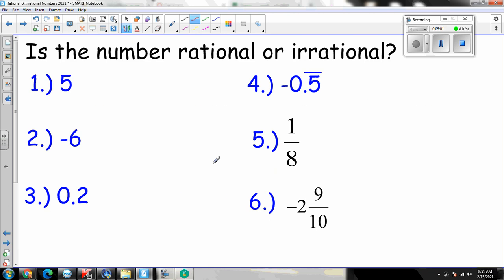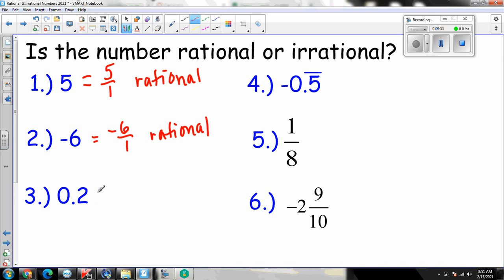All right, so I just want you to put your pencil down and watch this page, and then I'm going to have you try some in a minute. So the directions are, is the number rational or irrational? Well, if I look at this, I can write 5 as 5 over 1. Since I can write it as 5 over 1, it is rational. Negative 6, can I write it as a fraction? Yes, I can write it as negative 6 over 1. Since I can write it as a fraction, it is rational.